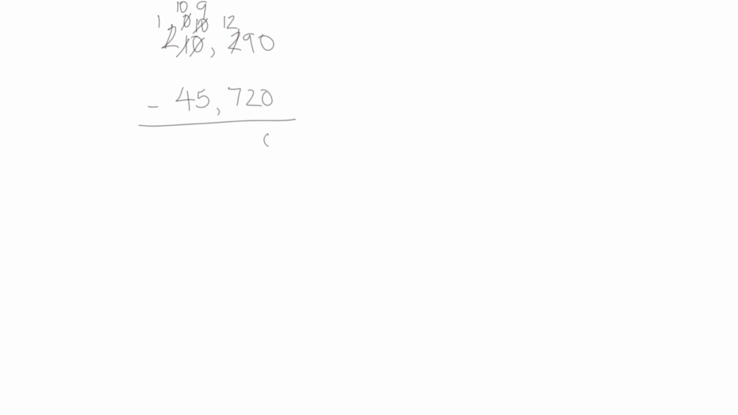0 take away 0 is 0, 9 take away 2 is 7, 12 take away 7 is 5, 9 take away 5 is 4, 10 take away 4 is 6, and we have 100,000 left. So our answer is 164,570.